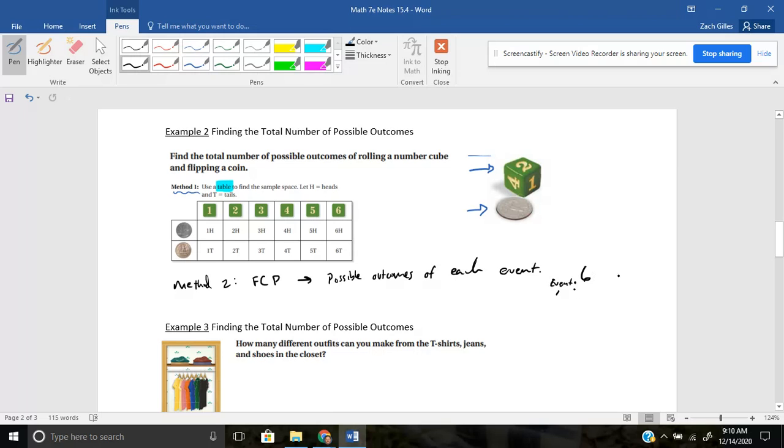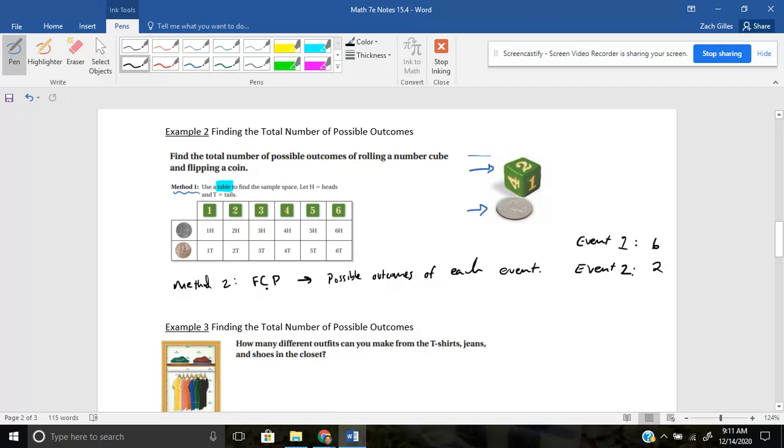For event 2, that's kind of messy. I'm just going to rewrite that. Event 1, you could roll 6 different numbers. Event number 2, we have a coin, or in this case, we have a quarter. And flipping a quarter has how many outcomes? 2 outcomes, either heads or tails, right?